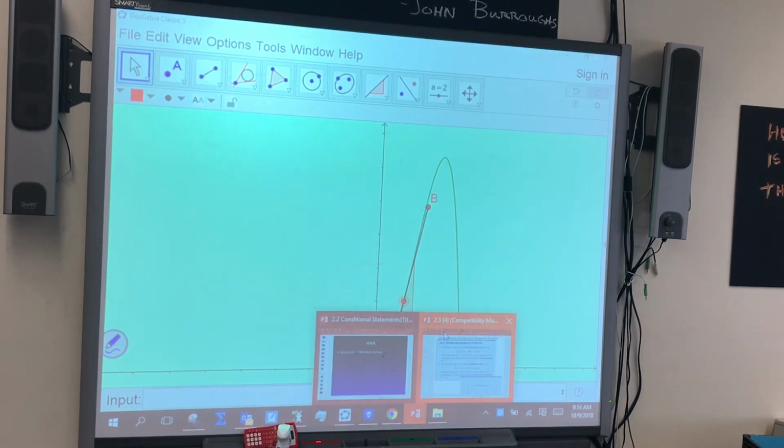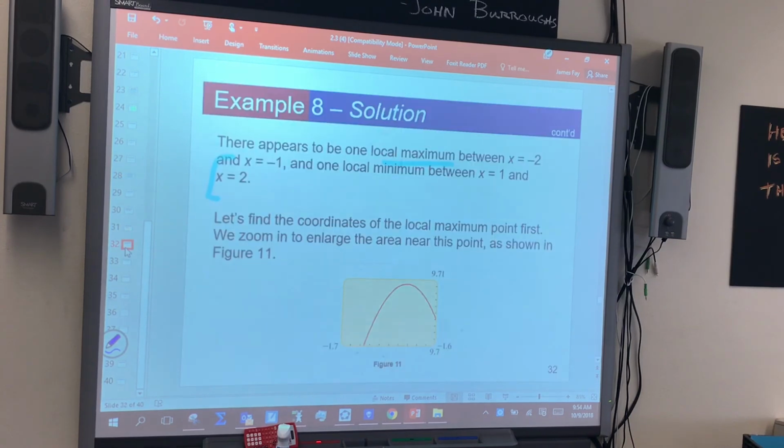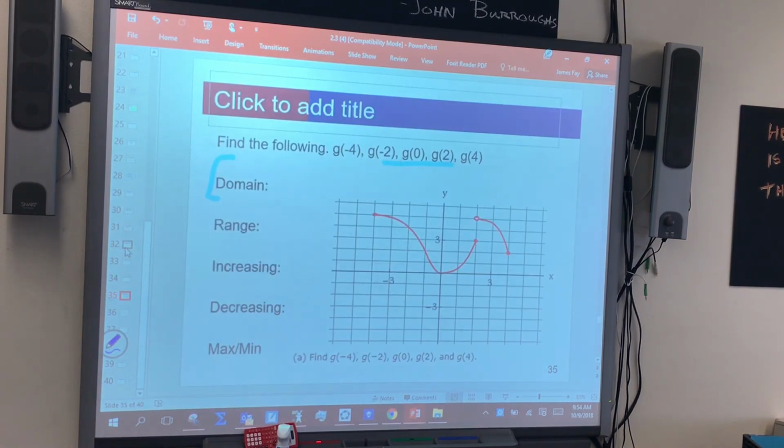You're going to see in your homework, guys, they're going to ask you some questions. It's not due until Thursday, so we'll talk about some of it tomorrow. But you're going to see questions like this, where they ask you, can you find g of -4?